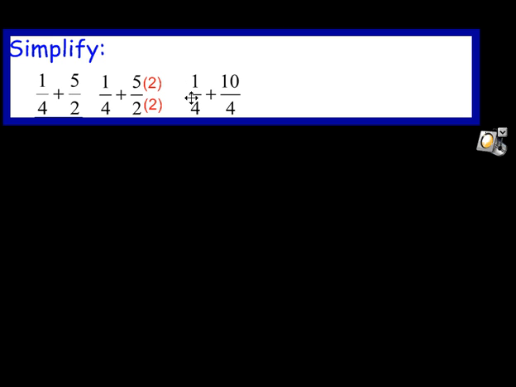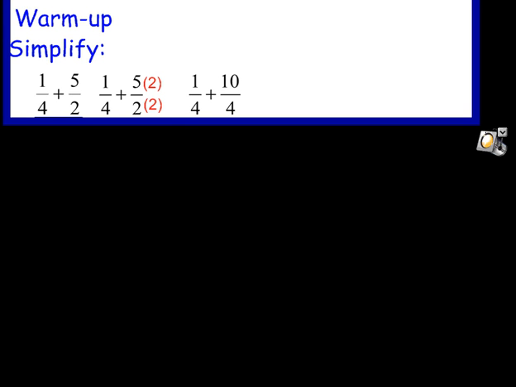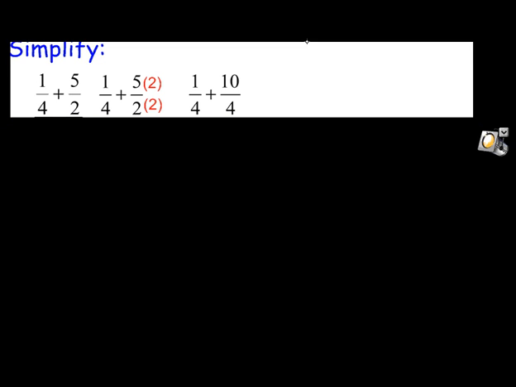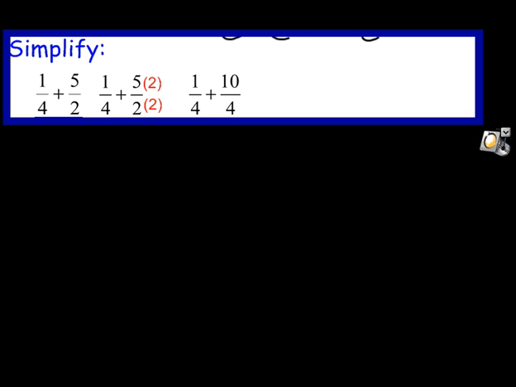Now I could join these two fractions because they have a common denominator. Remember that rule we've been talking about? A over C plus B over C is equal to A plus B over C. Well, I'm going to invoke that rule here, and I'm going to say 1 plus 10 over 4. And 1 plus 10 is just 11, and I get 11 over 4. So that's what I get when I simplify the numerator.